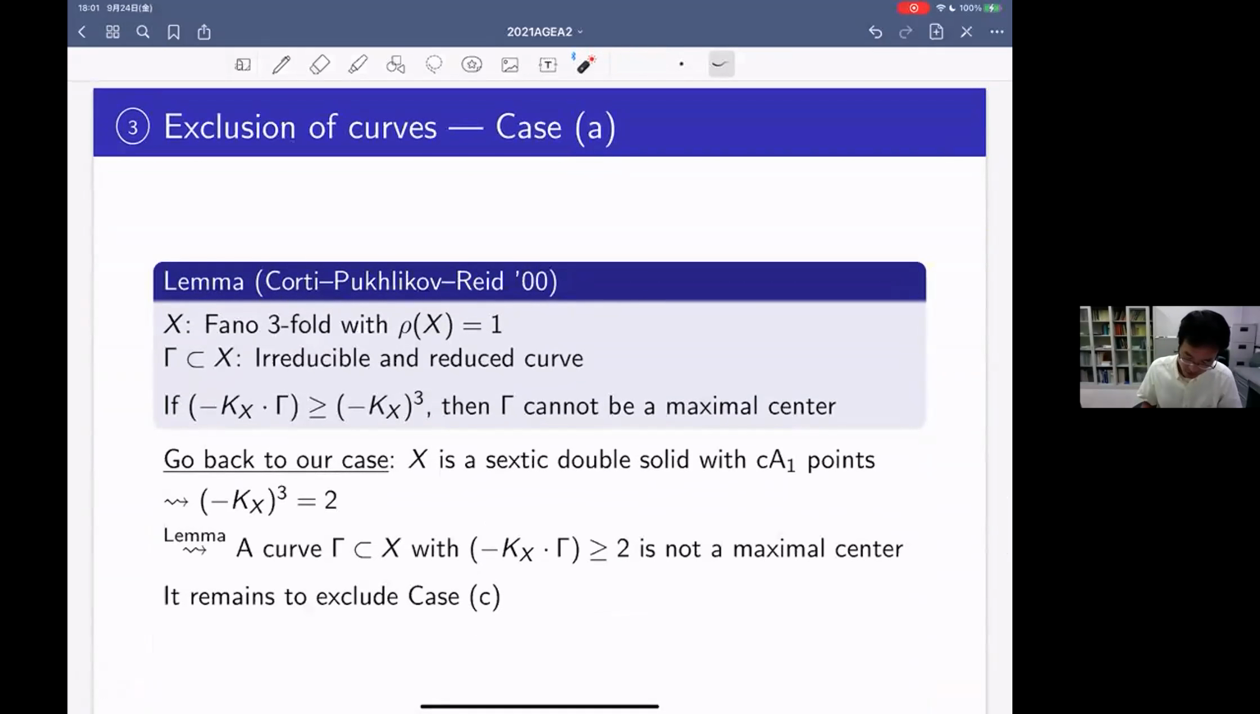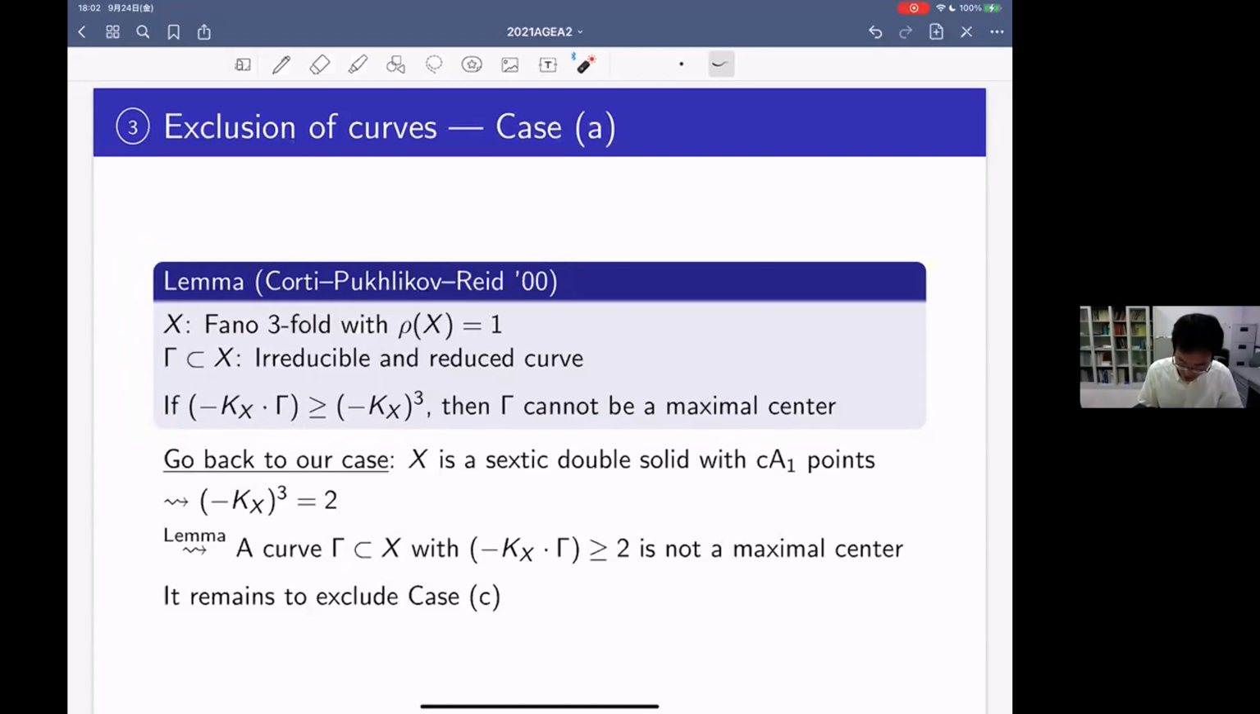So we have the following very useful lemma. Let X be a Fano threefold with Picard number 1. And let gamma be a curve. Okay, a curve is always assumed irreducible and reduced. And if we have this inequality, then such gamma is not a maximal center. So we just apply this lemma.